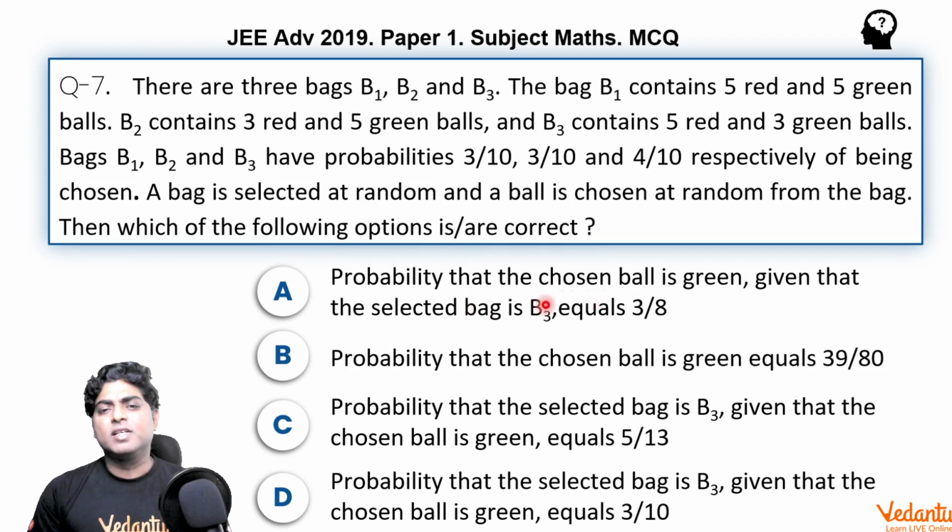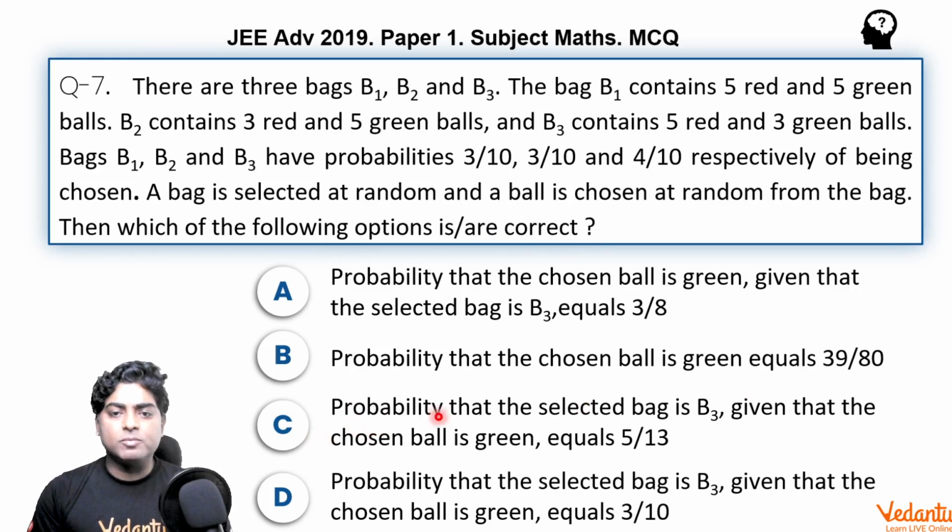Option A: probability that the chosen ball is green given that selected bag is B3 equals 3 by 8. It is nothing but checking the bag B3 only, so we need not check B1 or B2 here. We'll see whether it is 3 by 8 or not. Option B: probability that the chosen ball is green equals 39 by 80. Green ball can come from bag 1, bag 2 or bag 3, so we'll have to go through total probability theorem in this case.